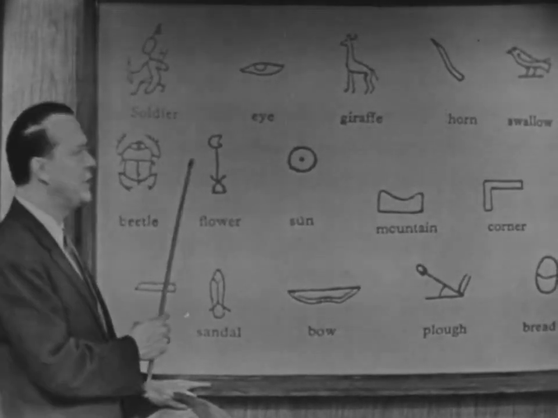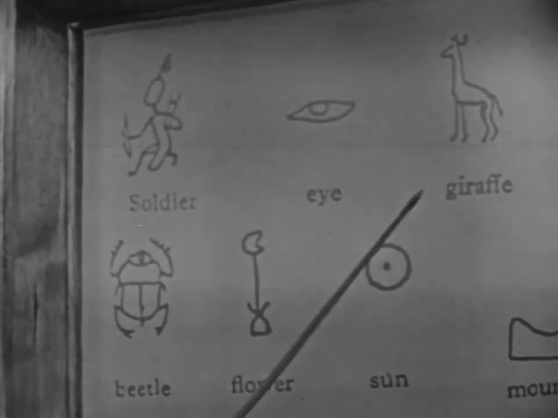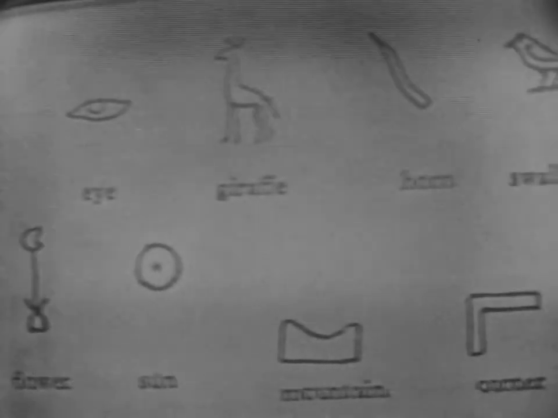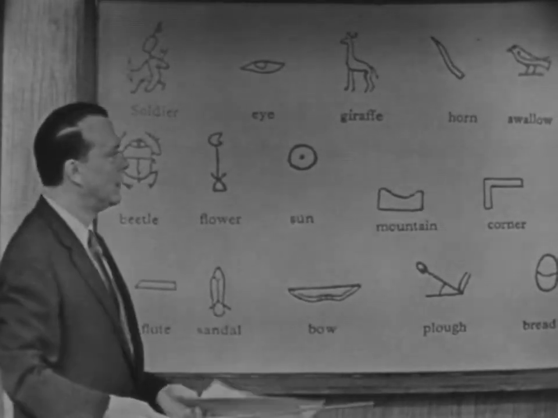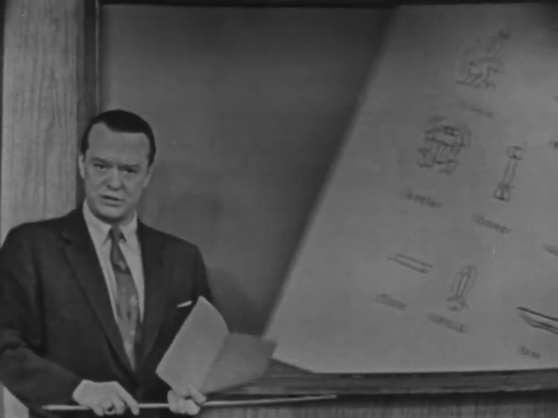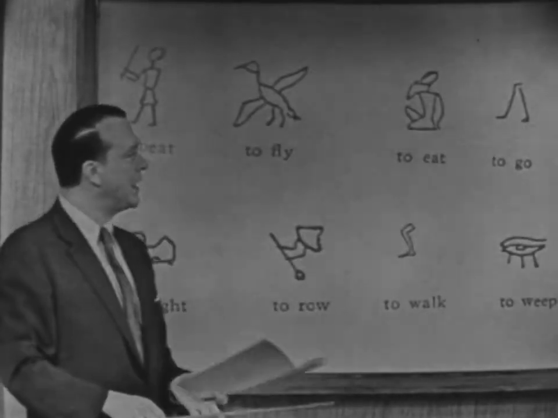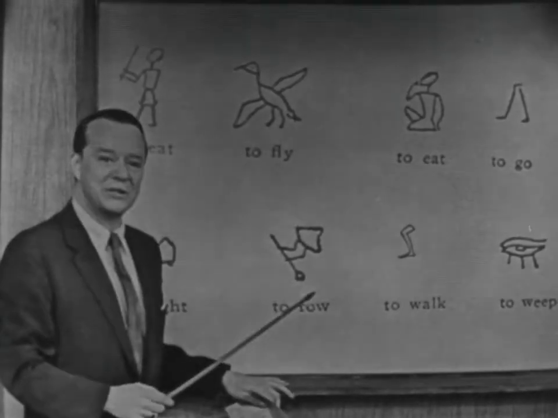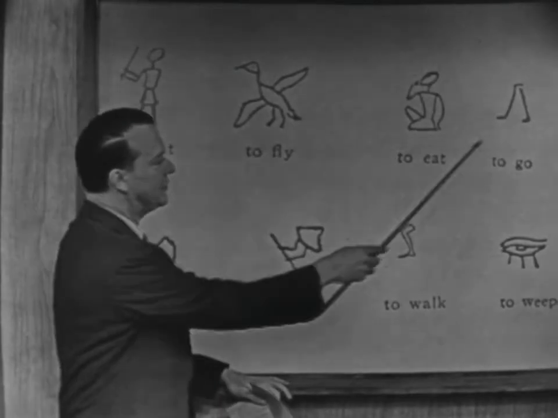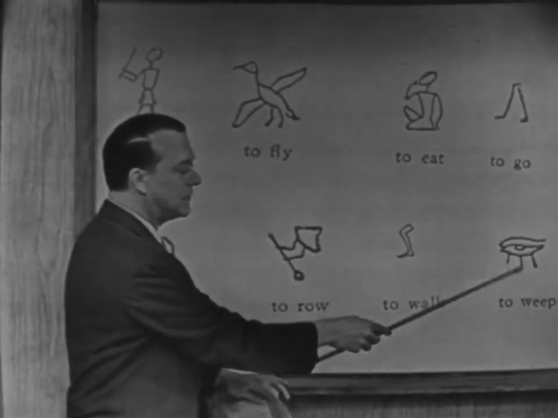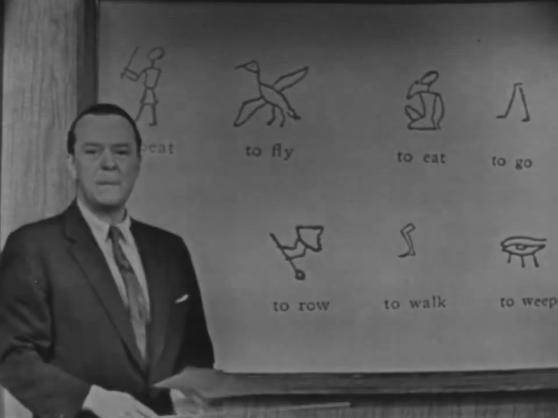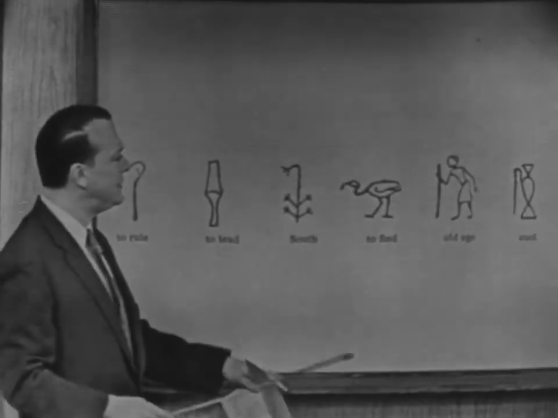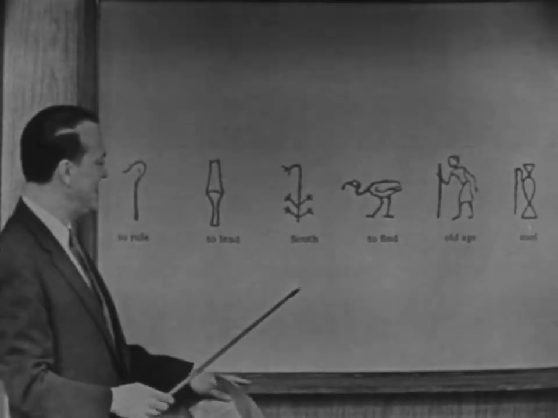relatively concrete things. The soldier, a picture of an eye, a giraffe, a corner, a loaf of bread, a plow, the sun. But also, there was in this particular writing system an ability to represent actions: to fly, to eat, to go, to weep, with the tears coming out of the eyes, to walk, one leg. And then, too, there were actual pictures that represented concepts, or ideas.